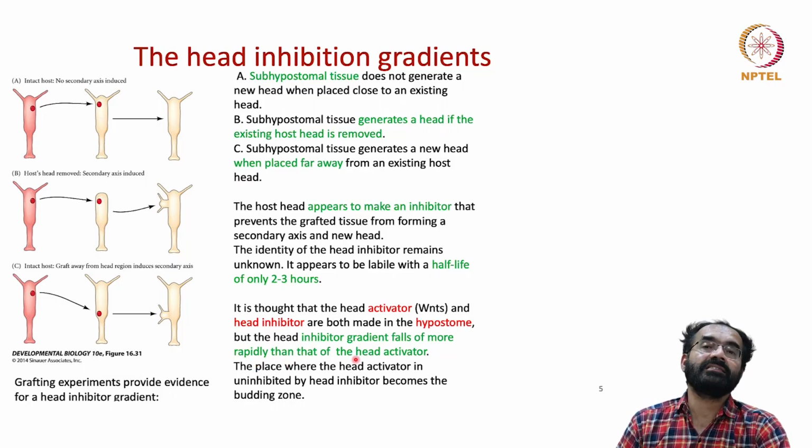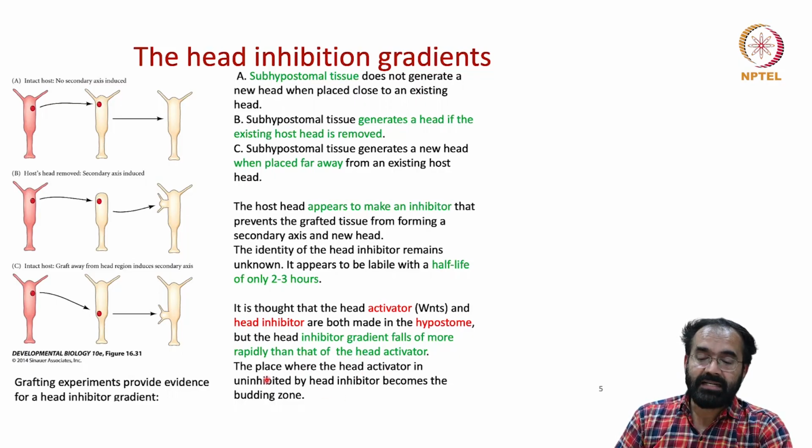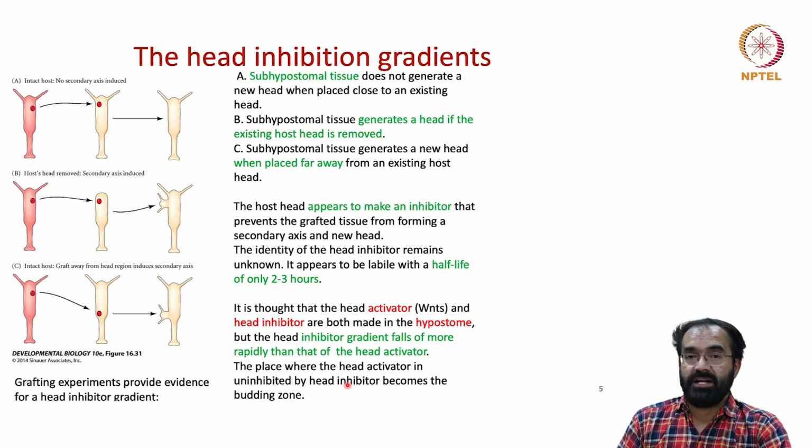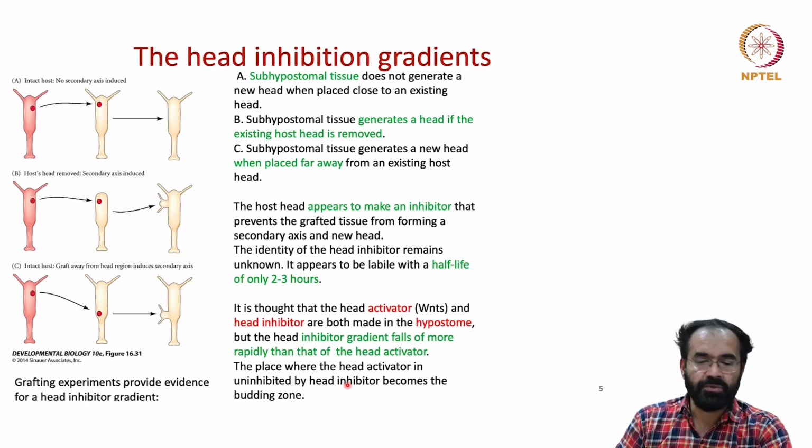Head activator has a long life. That is why when you took from a donor and put it into a recipient, it is still forming a head. That means the designation or the message to form a head is there in that donor tissue also. If it were a sublimable substance, it would have disappeared. The place where the head activator is uninhibited by the head inhibitor becomes the new budding zone. So in a spontaneously budding asexual reproducing zone, the inhibitor signal is minimal, hence it has the potential to form a new head.